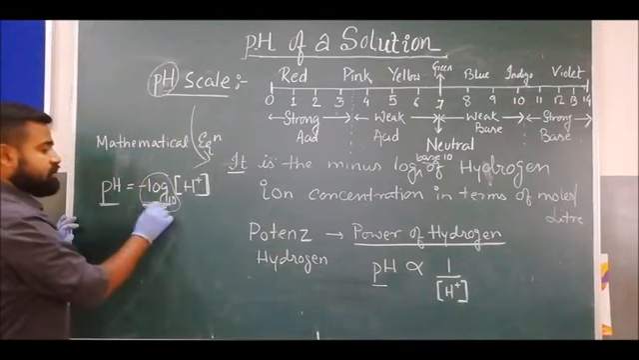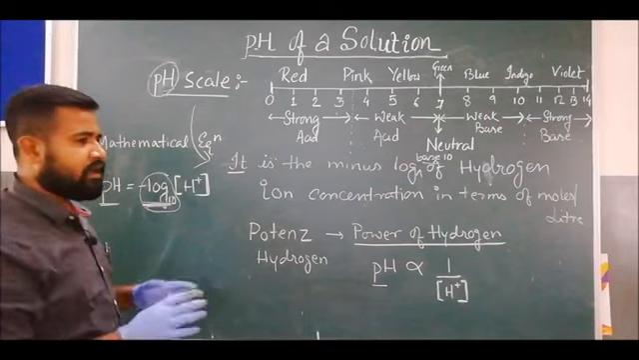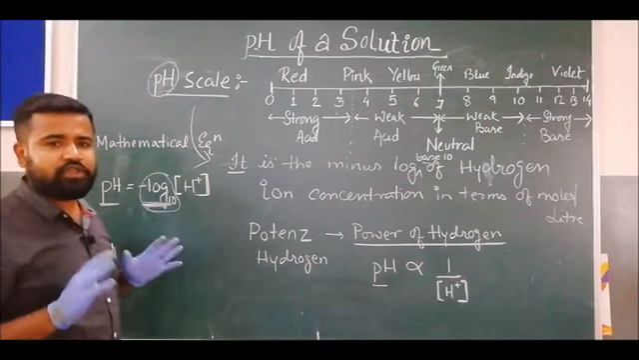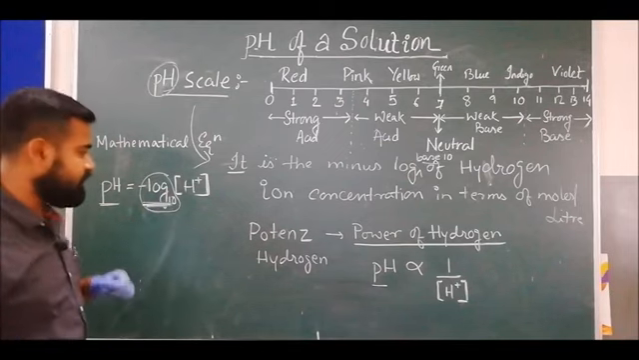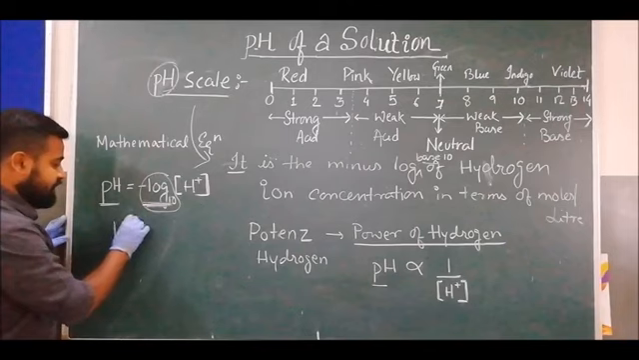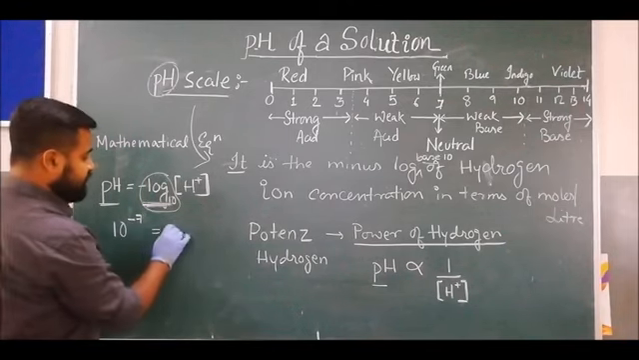And you will study log in higher classes. What is log? I will tell you how to calculate pH mathematically here. For example, if the hydrogen ion concentration is 10 to the power minus 7, its pH is 7.